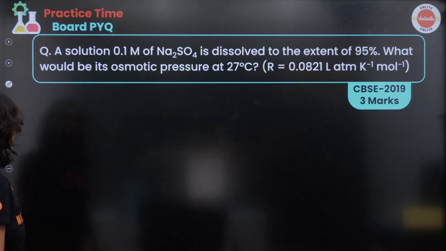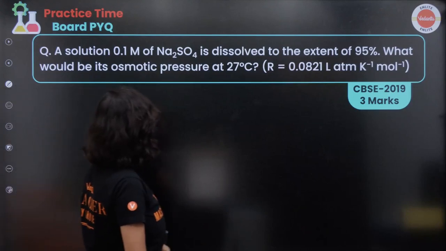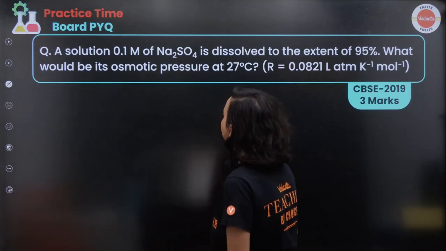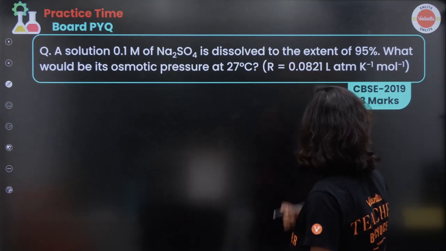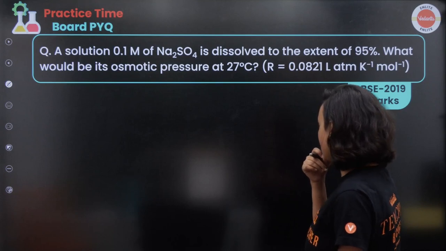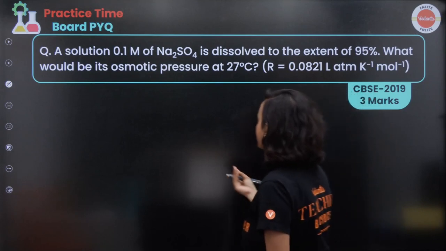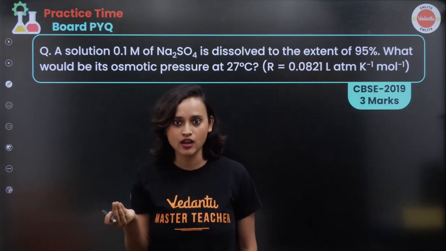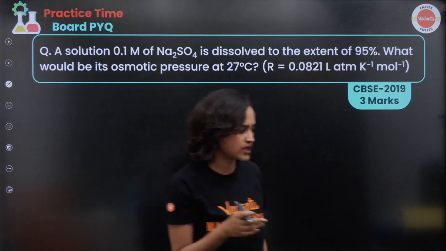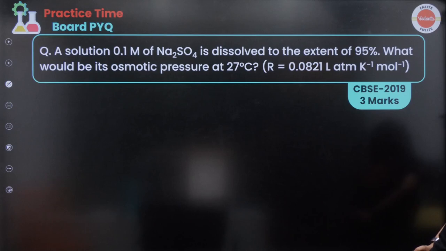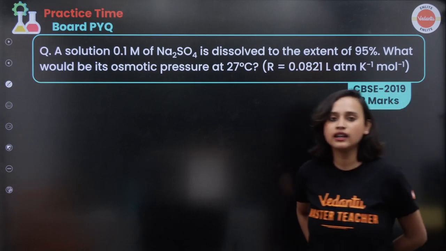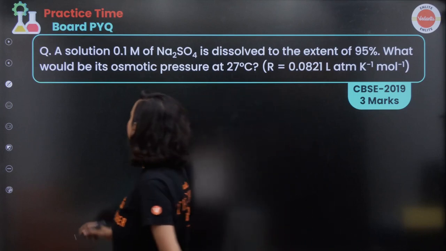Chalo. Now, a solution of 0.1 m of Na2SO4 is dissolved to the extent of 95%. What would be its osmotic pressure at 27 degrees Celsius? What an easy question. What do you have to do? Pi is equal to CRT, isn't it? That's what we're going to do. Chalo, let's do it.